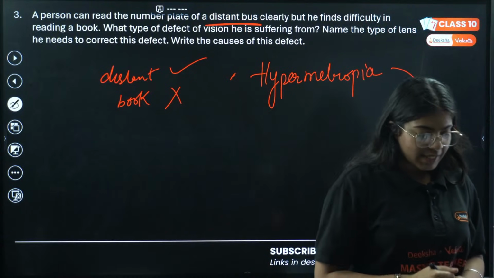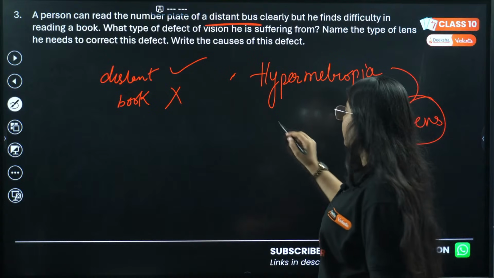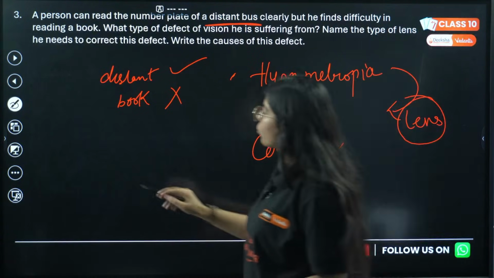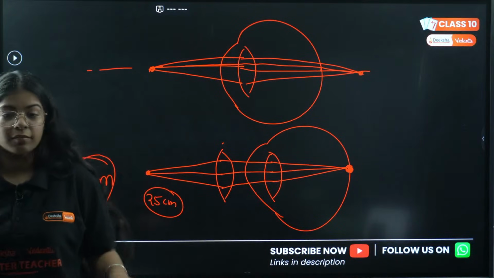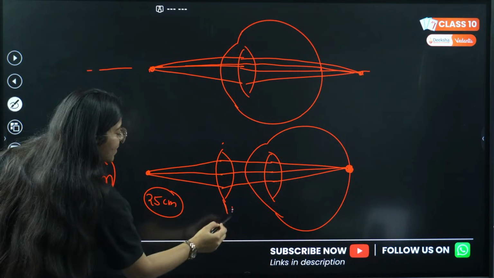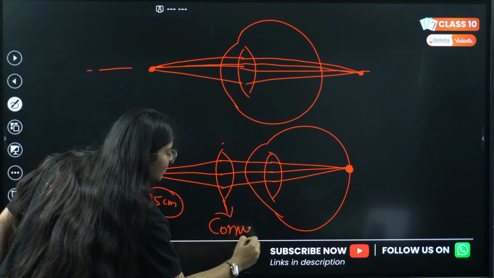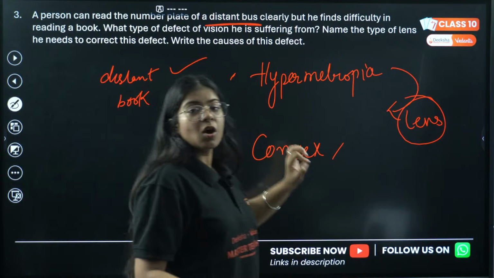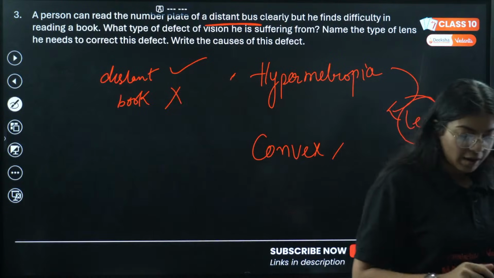Aryan said convex lens. Sudarshan also said convex lens. Correct. Convex lens is used to correct hypermetropia, like we just saw here. We used a convex lens to correct hypermetropia. A concave lens is used to correct myopia.